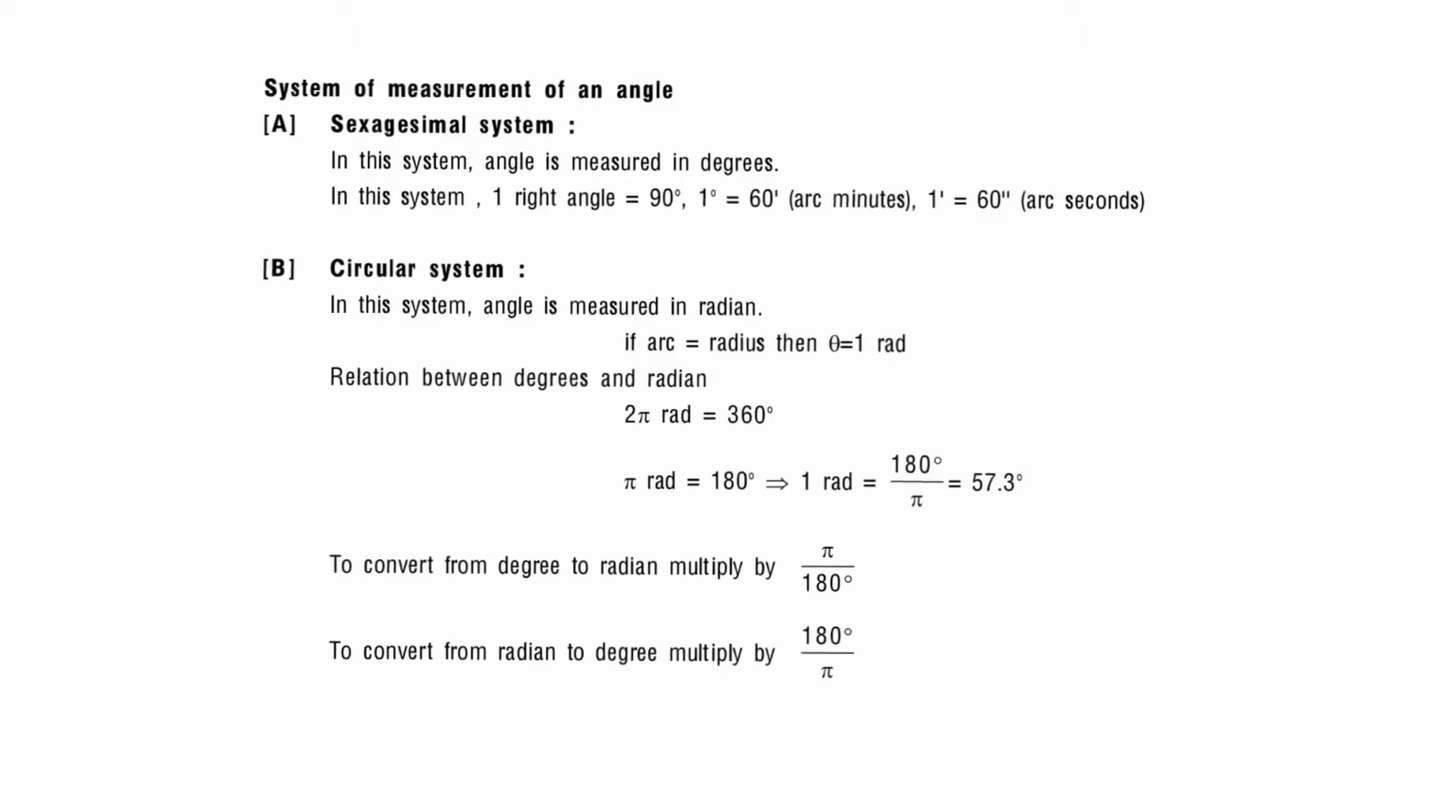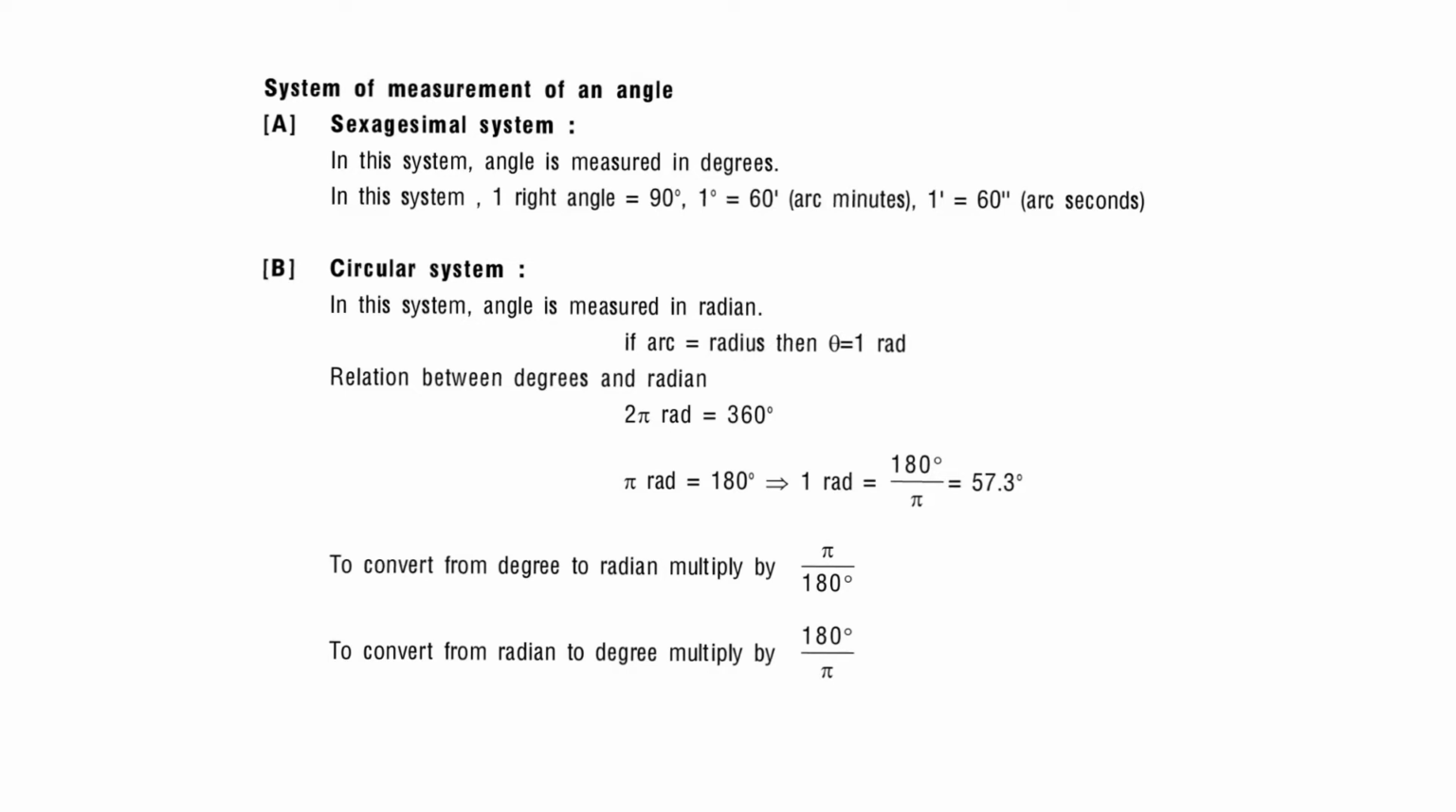Now we'll discuss the different units that we are using for the measurement of this angle. So in a sexagesimal system, the angle is measured in degree. In this system, we know that a right angle is nothing but 90 degree, and 1 degree is equal to 60 minutes, and minute is also another unit, and 1 minute is known as 60 seconds.